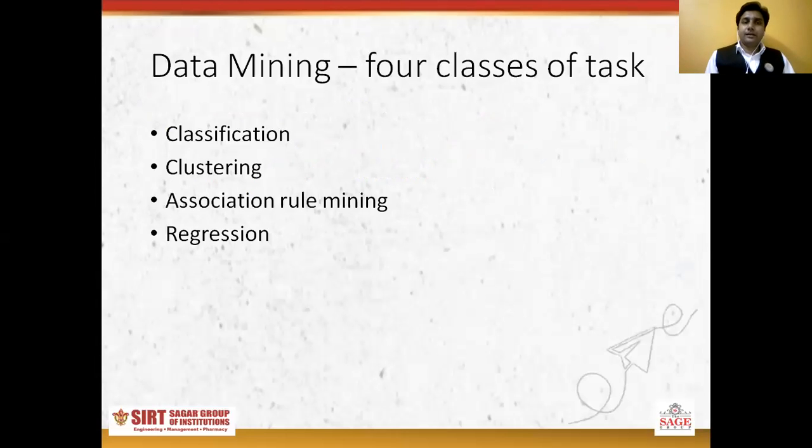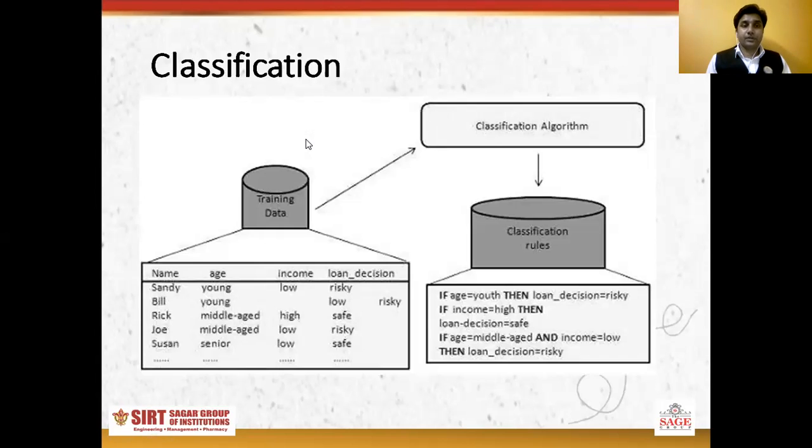Now, the data mining process has four classes of tasks. We can classify data mining into four classes of tasks: classification, clustering, association rule mining, also known as ARM, and regression.